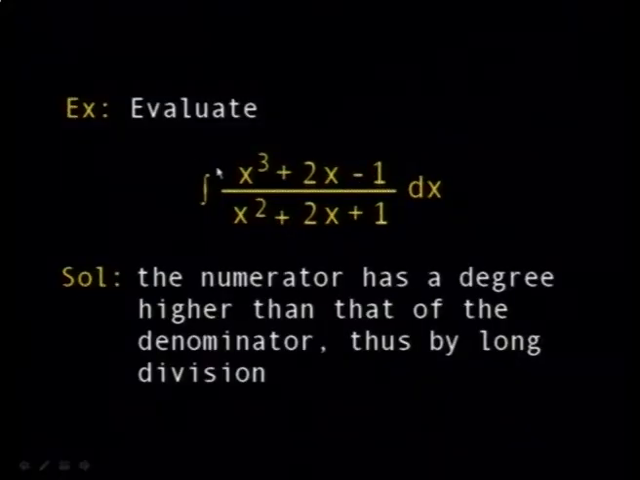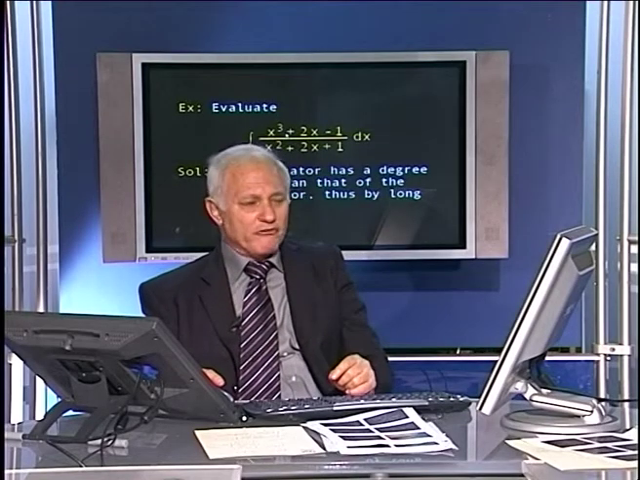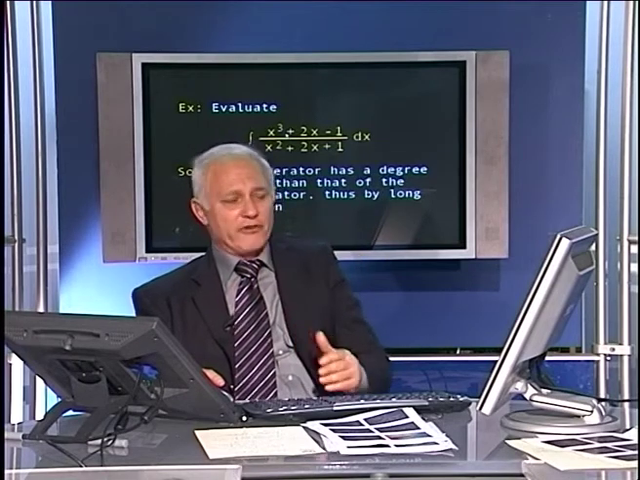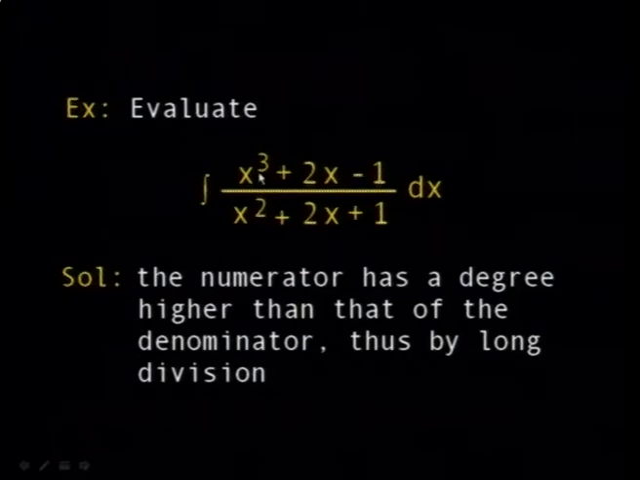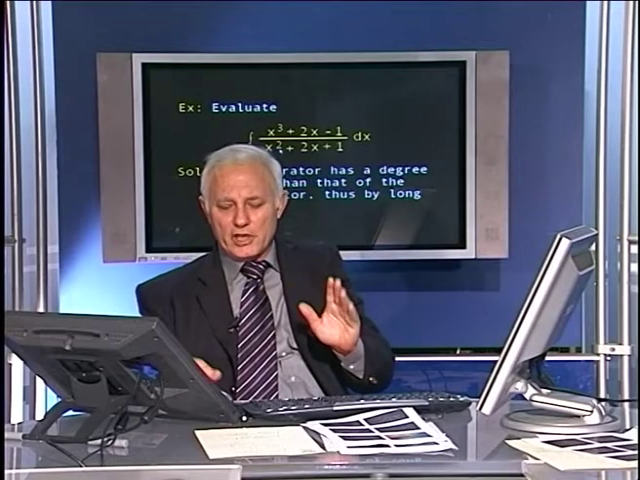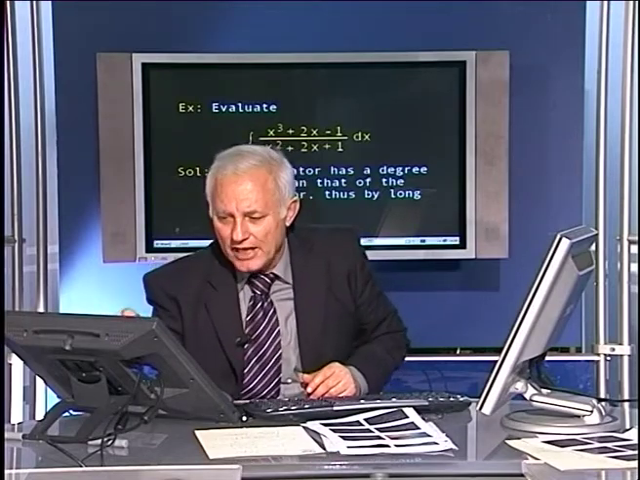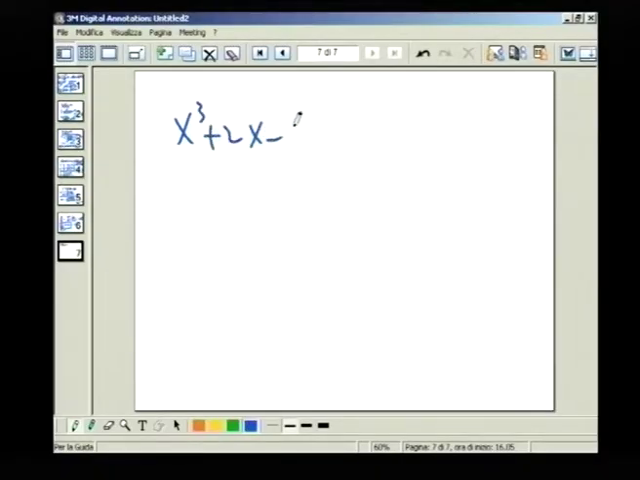Here, this is important. As I said in the beginning, before you start your partial fraction expansion into a sum of partial fractions, you have to make sure first that the degree of the numerator is less than that of the denominator. Otherwise, you cannot proceed further. For example, here we have x cubed plus 2x minus 1 divided by x squared plus 2x plus 1. We cannot decompose this into partial fractions unless we end up with a first order in the numerator.